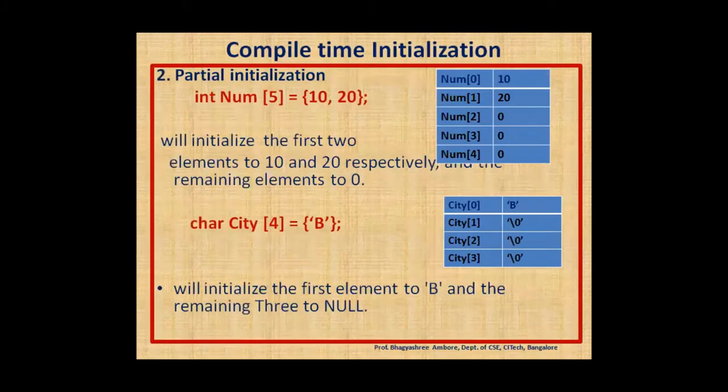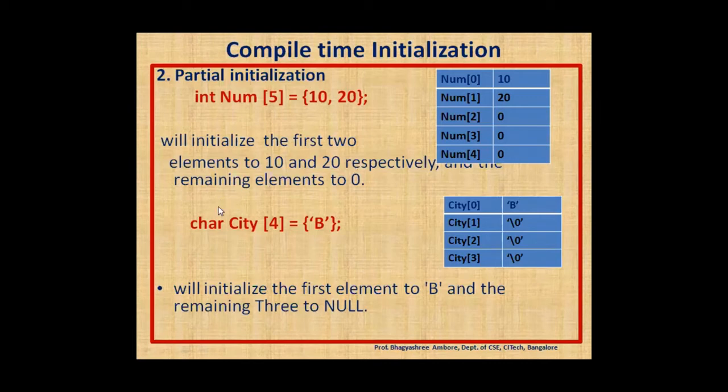Now we'll go with partial initialization. Here I have given an integer declaration for 5 numbers. I said array size is 5. Fine, but what I have given here is only 2 values. What about the remaining? First, 10 will be assigned to the first one. 20 will be assigned to the second one. The remaining will be filled with zeros. If it is integer, it will be filled with zeros.